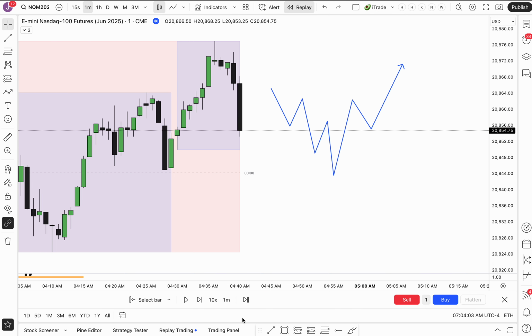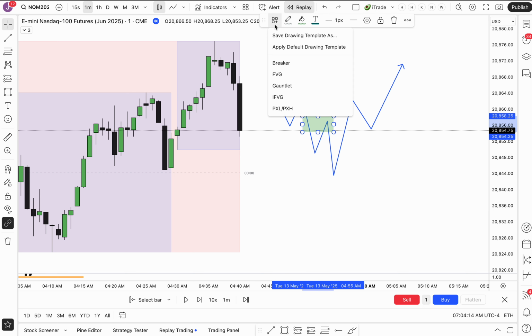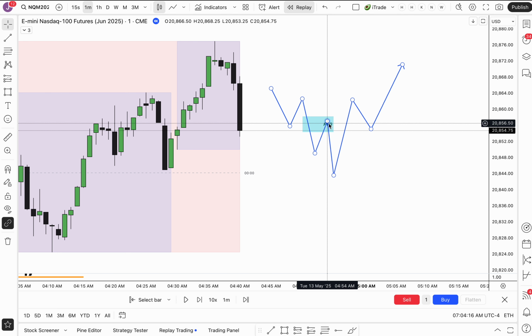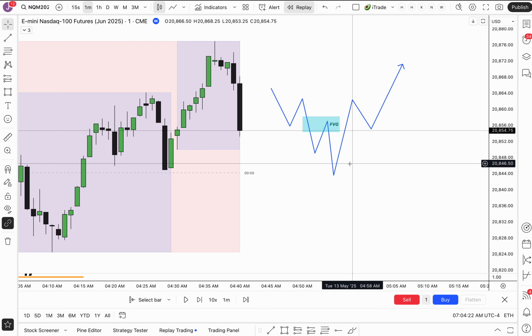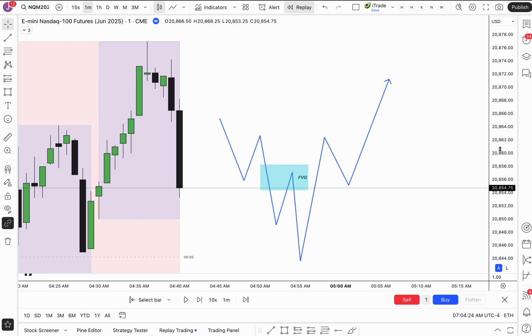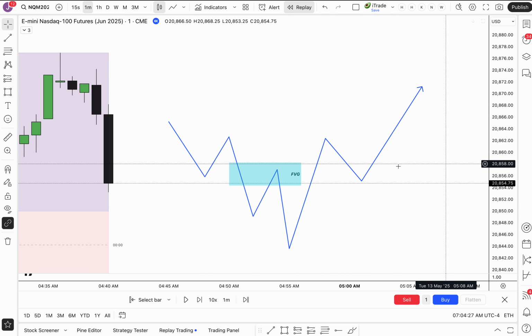So what the Gauntlet is, this. You have a high and a low, and it comes up to make a new high, but that new high has to be formed within a fair value gap. Okay? And then we make a new low. We don't have to make that low, but just for now, let's just say we're going to make that low. So it becomes essentially a breaker.